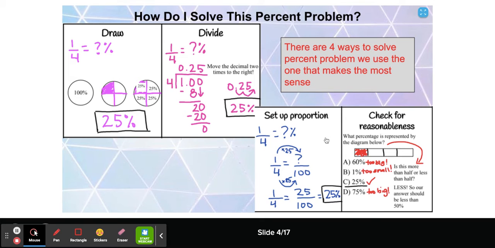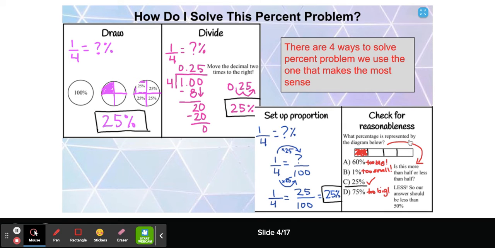The next way we can solve, not division problems, but our percent problems, is setting up a proportion where one fraction is equal to the other, okay? When we are talking about percent proportions, one side is always out of 100, because percents are always out of 100, okay? And there's a specific way to solve these. And then the last one is check for reasonableness, okay?